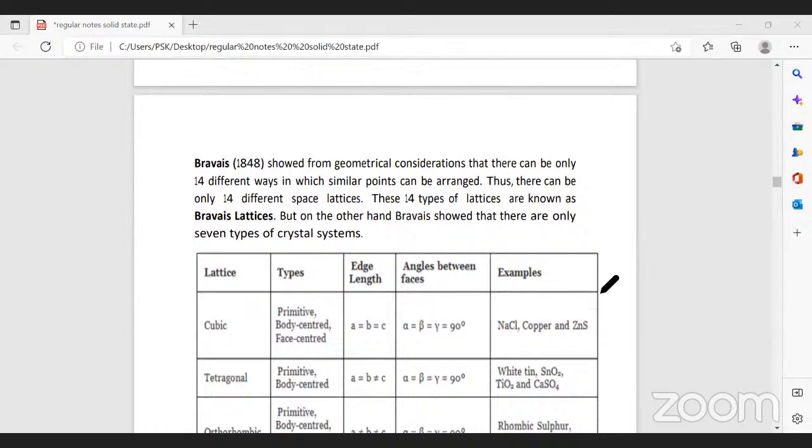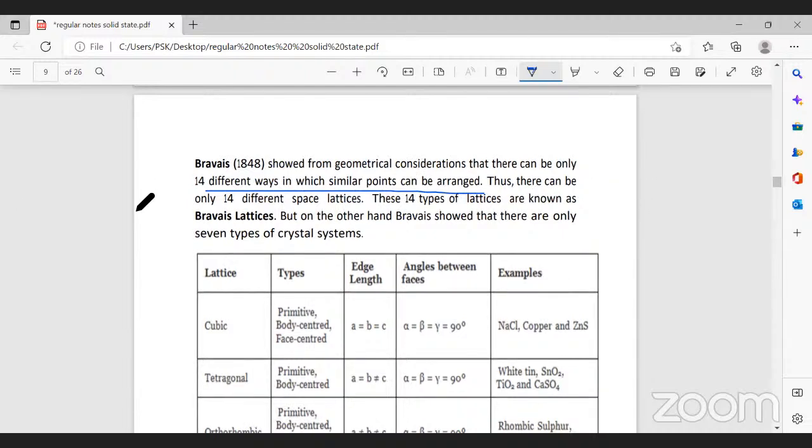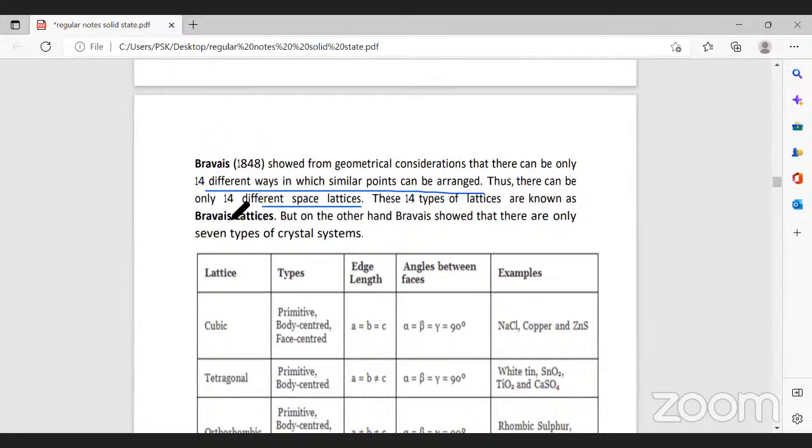Bravais in 1848 showed from geometrical consideration that there can be only 14 different ways in which similar points can be arranged. Thus, there can be only 14 different space lattices. A space lattice or crystal lattice we learned in the beginning. 14 different crystal structures we can have, and they are all known as Bravais lattices.